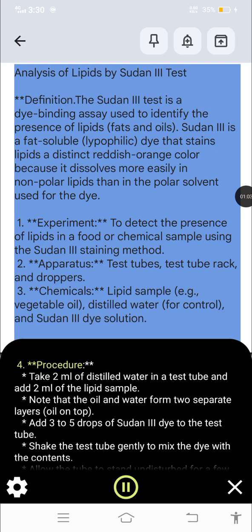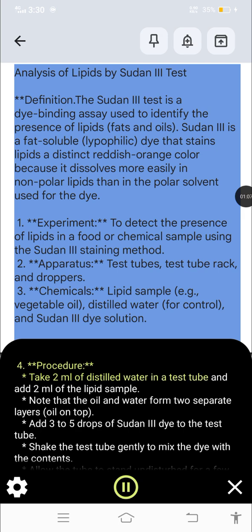4. Procedure. Take 2 milliliters of distilled water in a test tube and add 2 milliliters of the lipid sample. Note that the oil and water form 2 separate layers, oil on top. Add 3 to 5 drops of Sudan 3 dye to the test tube.